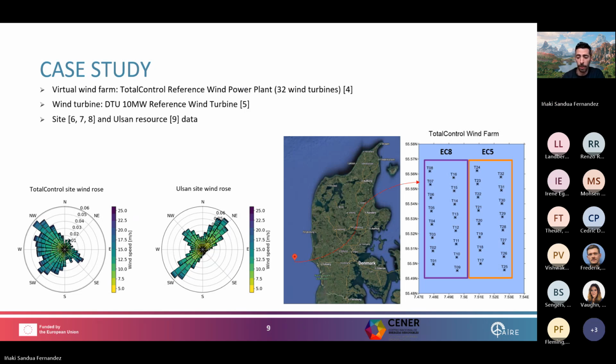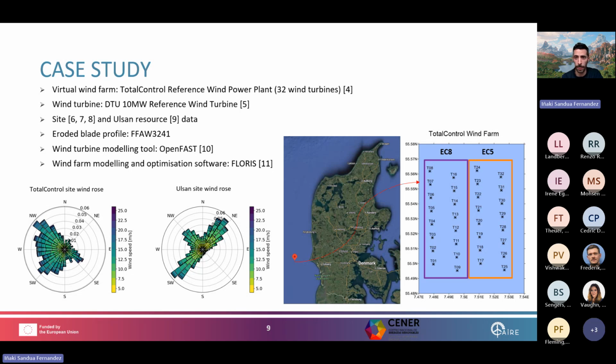And now for the mixed wind farm that I've mentioned before, as in the site most of the wind comes from the western direction, we have decided to give erosion category 8 to the wind turbines that are in the purple rectangle there, and erosion category 5, I mean low erosion, to the wind turbines that are in the right part, in the orange rectangle. The eroded blade profile is the one shown here, and as I said before, the wind turbines are modeled using OpenFAST and wind farms in FLORIS.